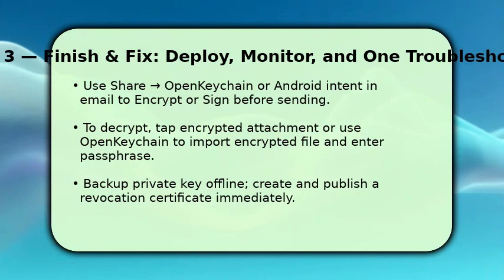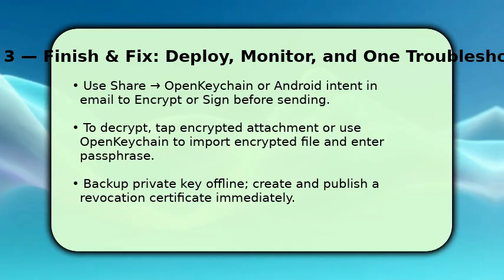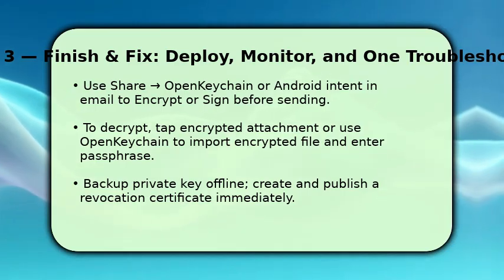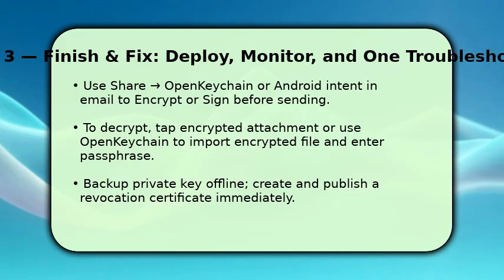You finish by encrypting messages. Choose Share, pick Openkeychain, select recipients and whether to sign. When you receive encrypted mail, open the attachment or use the Openkeychain intent to decrypt. Type your passphrase and check the signature status.